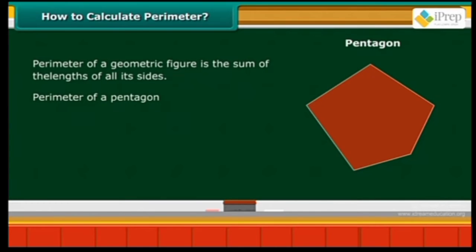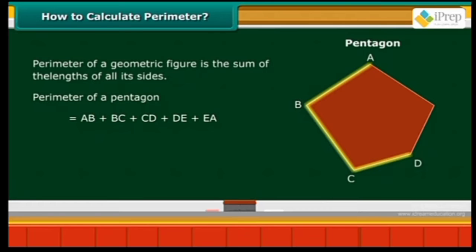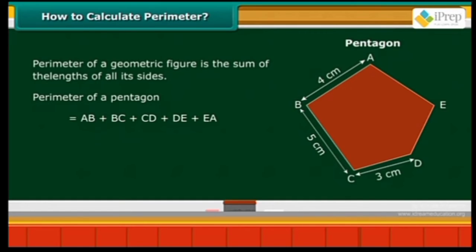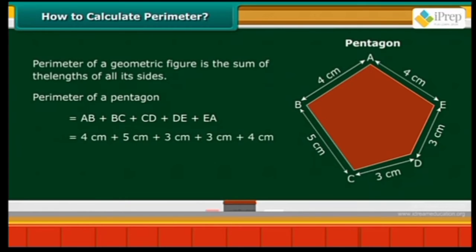Suppose the lengths of the 5 sides AB, BC, CD, DE and EA are AB as 4 centimeters, BC as 5 centimeters, CD as 3 centimeters, DE as 3 centimeters and EA as 4 centimeters. The perimeter of the pentagon is 4 centimeters plus 5 centimeters plus 3 centimeters plus 3 centimeters plus 4 centimeters. That is equal to 19 centimeters.